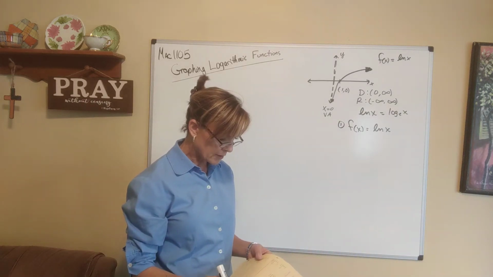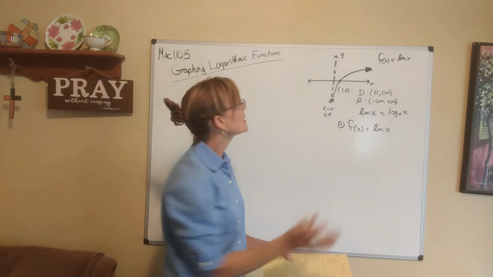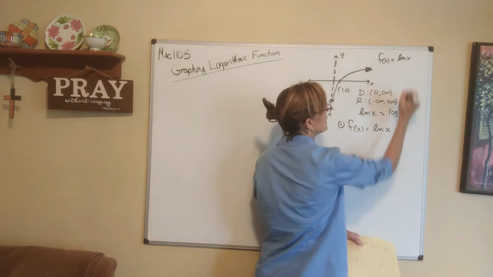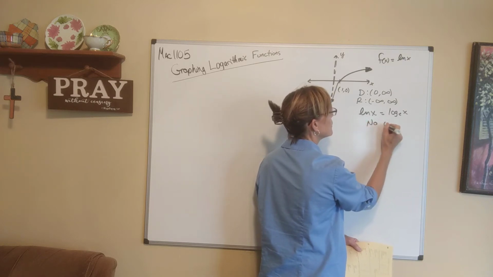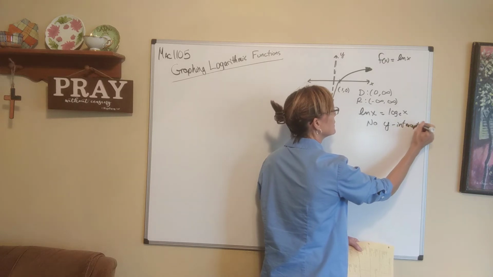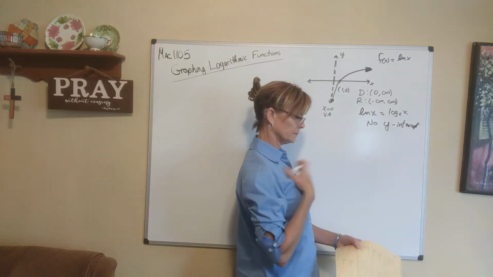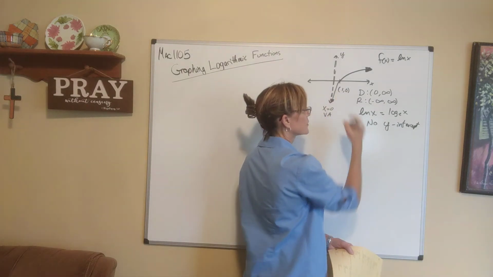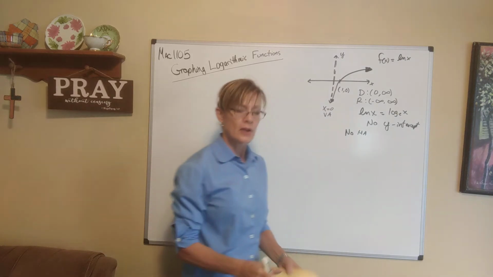Let's see, what else did they say? Domain, range, x-intercept. It said y-intercept. It doesn't cross the y-axis, so we'd say there is no y-intercept here. There's none. It talks about a horizontal asymptote. Excuse me. There's no horizontal asymptote for a logarithmic function.